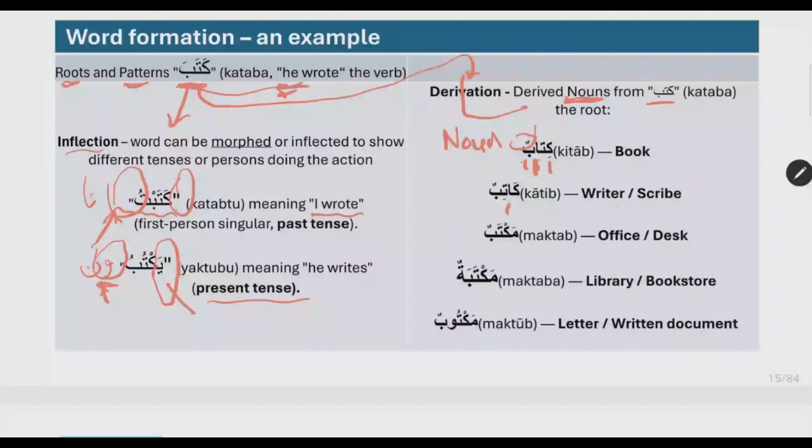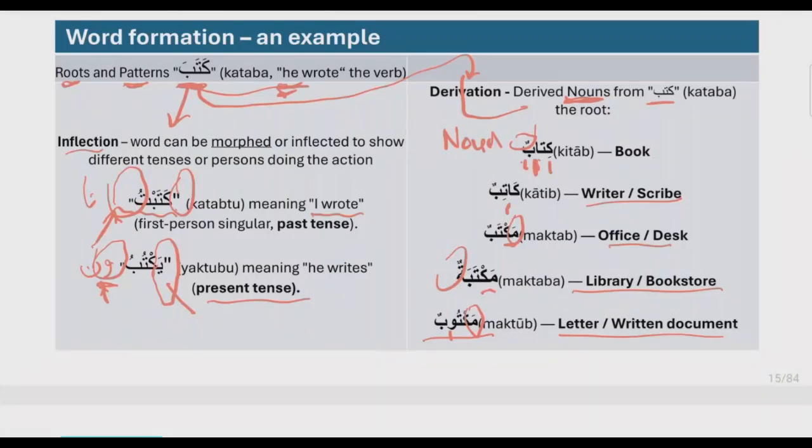Then we have the meems coming into play as well. Like this shows an office or the desk, maktab. Then maktab with the ta marbuta at the end gives you something else, which is the place, maktaba, which is a library or a bookstore. And then something that's written, also with the meem in front and a waw coming in, changing it to a letter or a written document. So these are derivative forms from that verb kataba.